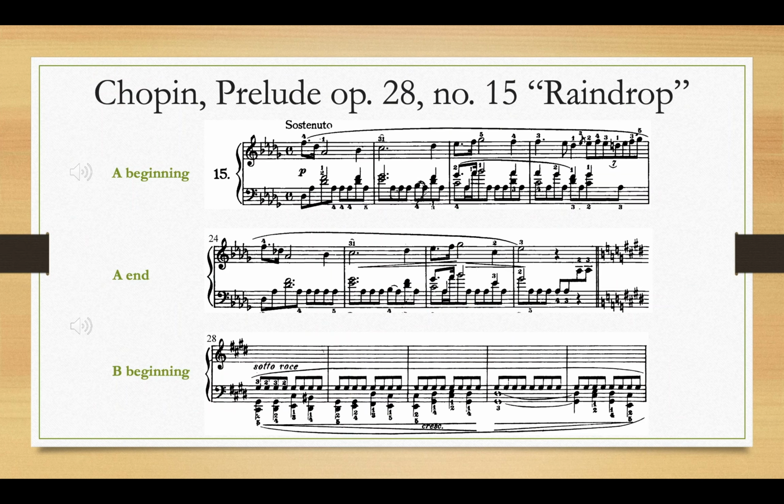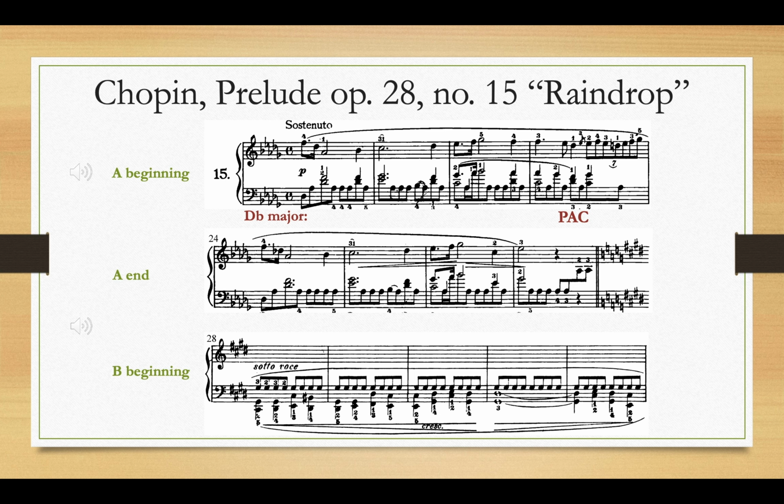Now let's move on to Chopin's Raindrop Prelude. Let's start by listening to the very first phrase of this piece. This prelude is in D flat major, and this first phrase ends with a perfect authentic cadence.